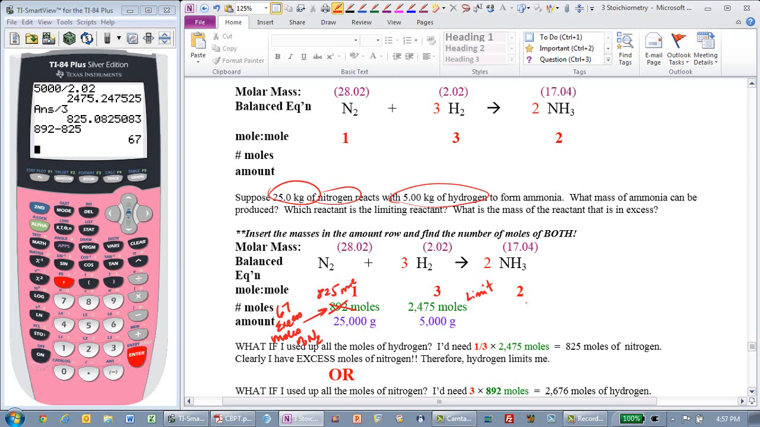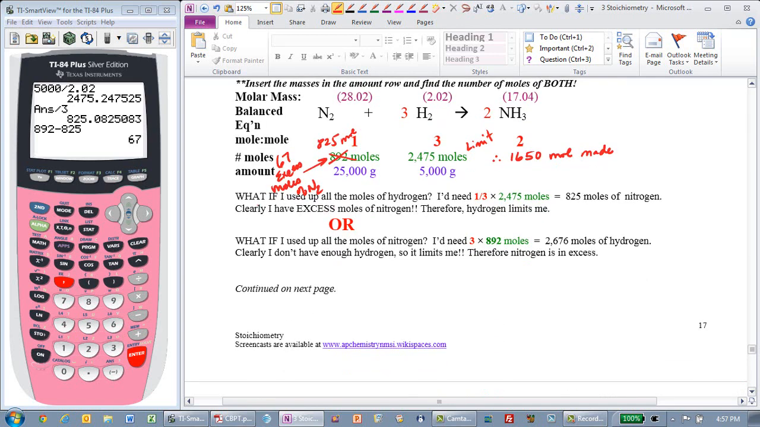Now, how many moles of ammonia can I make? Well, that's my 825 times 2. That's going to be 1650. I could do that in my head. 1650 moles of ammonia made, based on these two starting amounts.